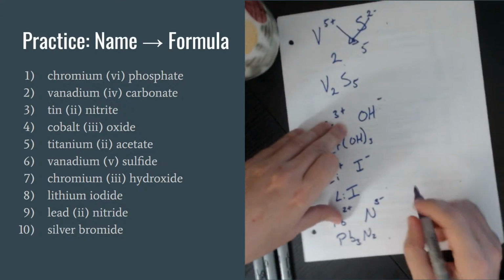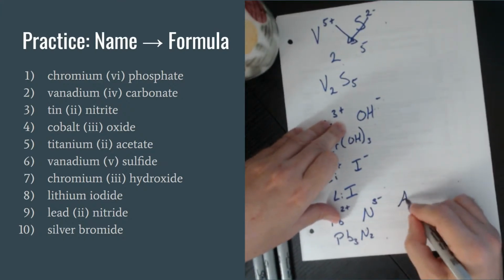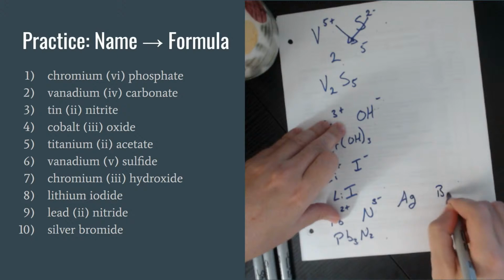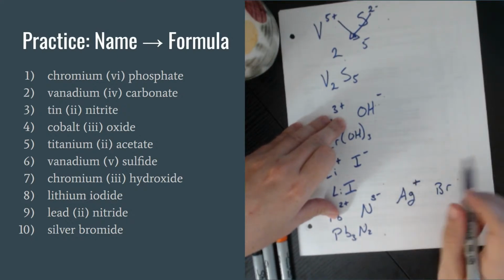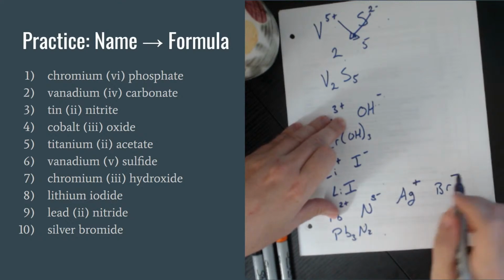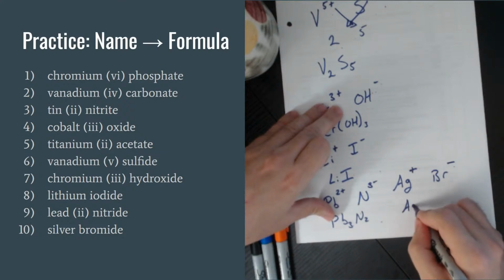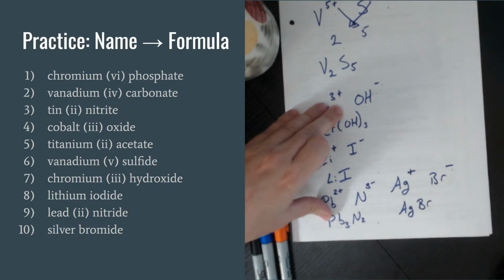And finally, silver bromide. Silver and bromine. Silver is on the staircase. Silver is zinc aluminum. It always takes a 1 plus charge. Bromine is a halogen. It's right next to the noble gases. Always takes a 1 minus charge. So silver bromide is just AgBr.